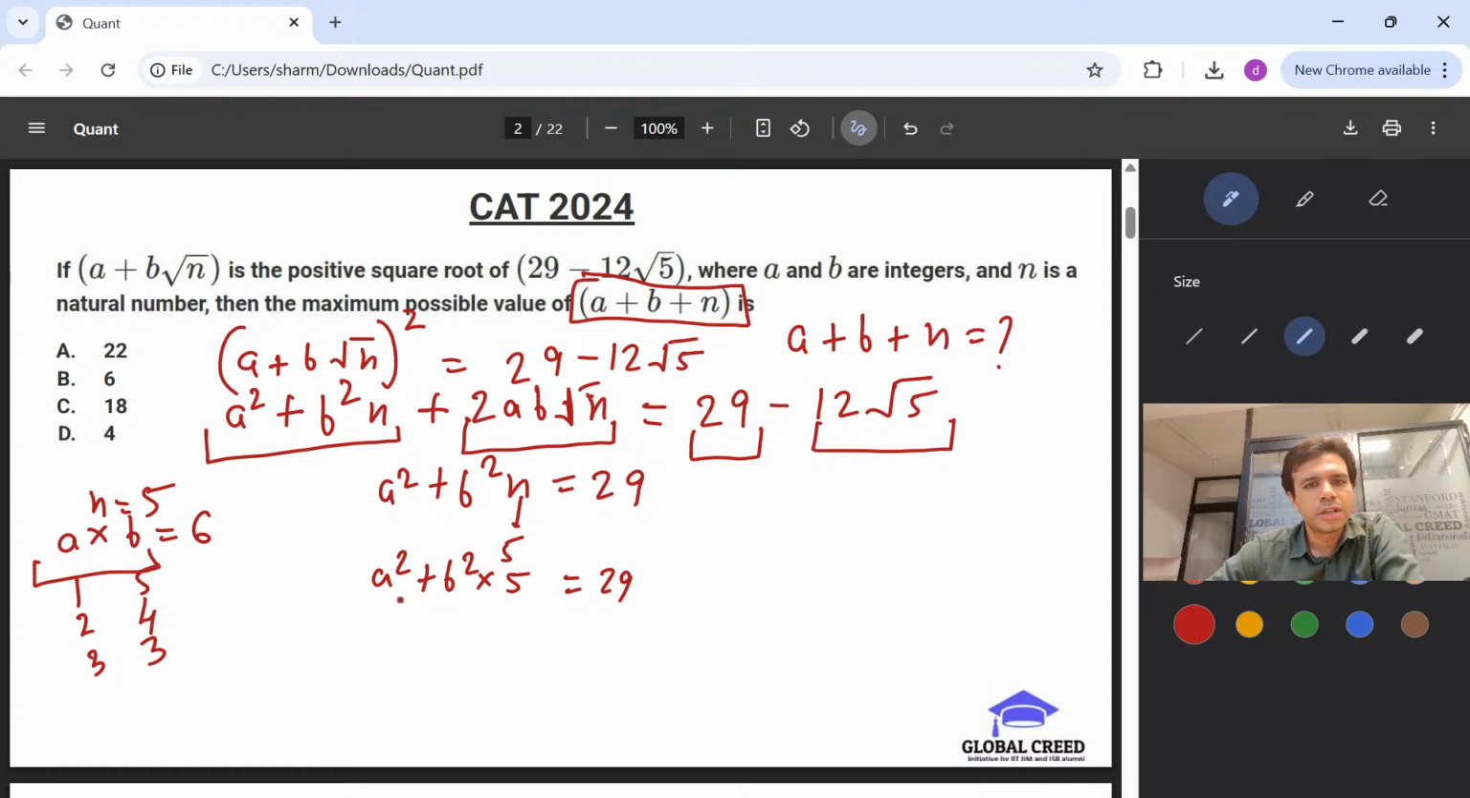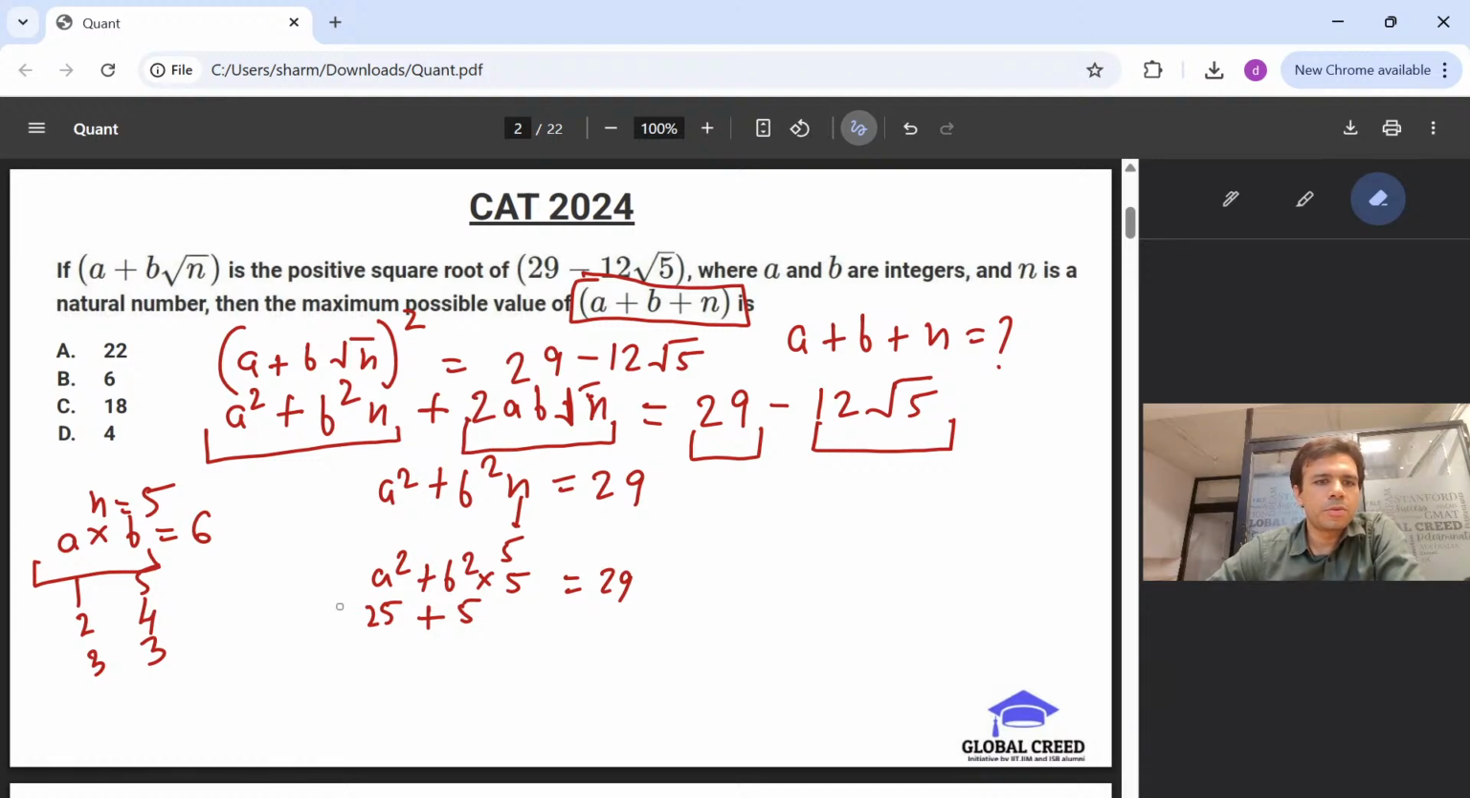Maybe the other way round is correct, if we take a as 5 and b as 1. If you take 5 as a, that will give you 25 plus 1 if you take b, that will give you another 5, which will again not be equal to 29. Then if you take the values 2 and 4, this will give me 4 on this side and 16 into 5, which will again not give me 29 here. I have to find a value where we get 29 as the total.